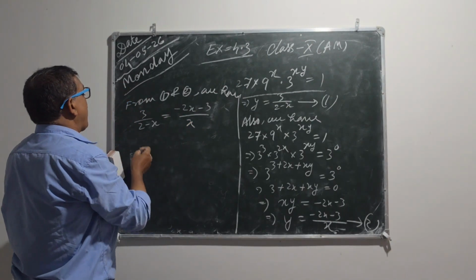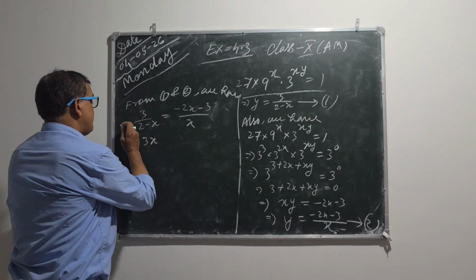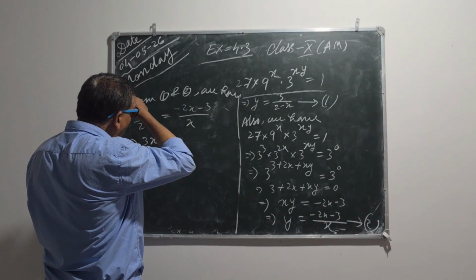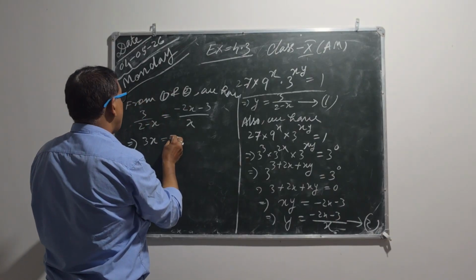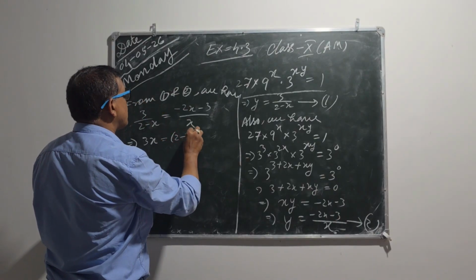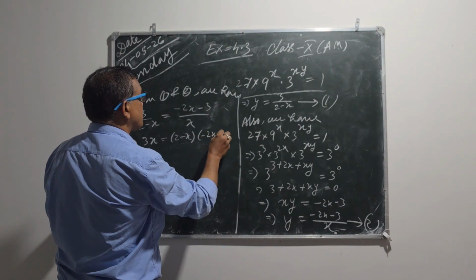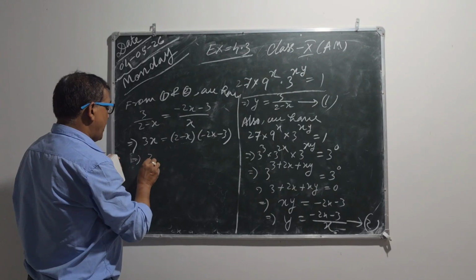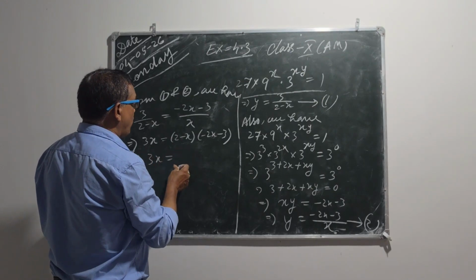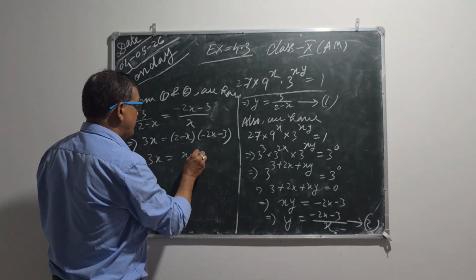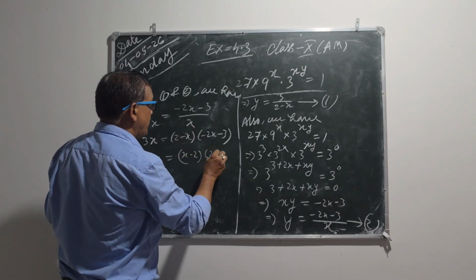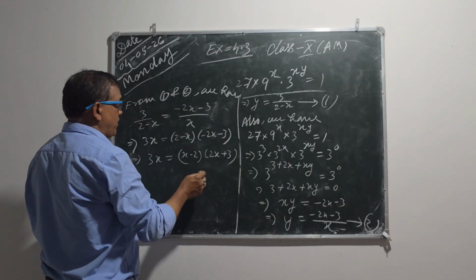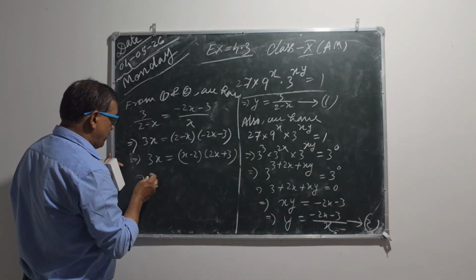So by using cross multiplication we can write 3x equal to, if we multiply these two, 2 minus x whole into minus 2x minus 3. Then it will be what? 3x. If we take minus common, it will be x minus 2, and from here minus common, then it will be twice x plus 3. This minus and minus will be plus. So finally let us multiply this one and then divide by 3. Then we will get the value of x.